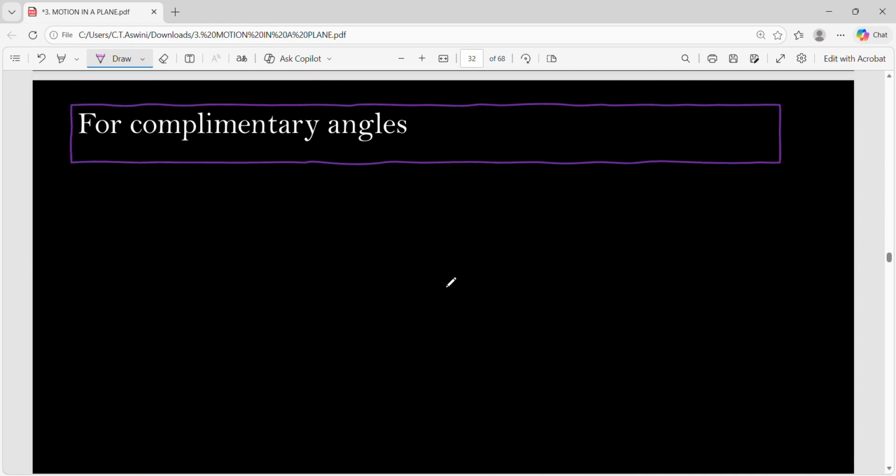Now we'll see one more concept, the last concept for today's class. Complementary angles. What are complementary angles? Let me take the sum of two angles as 90. First angle plus second angle is 90. Then what do we call these two angles? These are complementary angles. That means any two angles whose sum is 90.